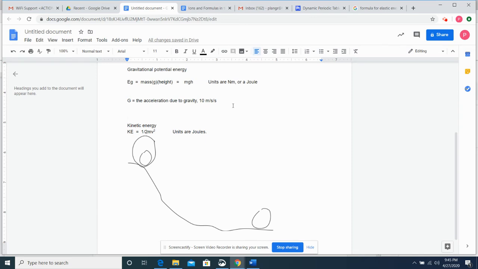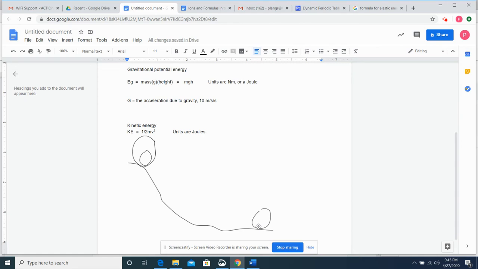Now, what about kinetic energy? If this rock rolls down the hill, it's going to gradually get faster as it rolls down the hill because it's accelerating due to gravity. Well, as it's getting down to the bottom of the hill, it has no more potential energy, no more gravitational potential energy. It can't go any farther down. It's just going to sit there eventually.